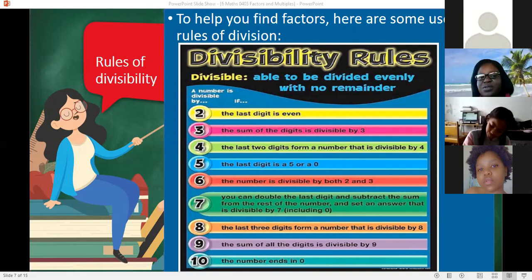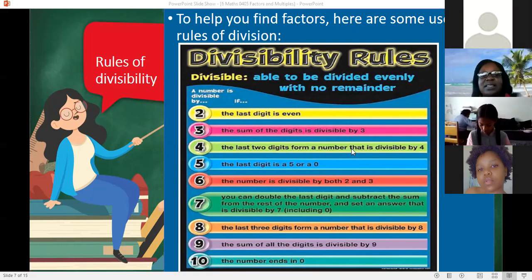You just check the last 2 digits. The rule of 5, I'm sure everyone knows this one. How do you know that a number is divisible by 5? The last digit should be a 0 or a 5. If you see a 5 at the end, you know that the number is divisible by 5. Or if you see a 0, you know that the number is divisible by 5.